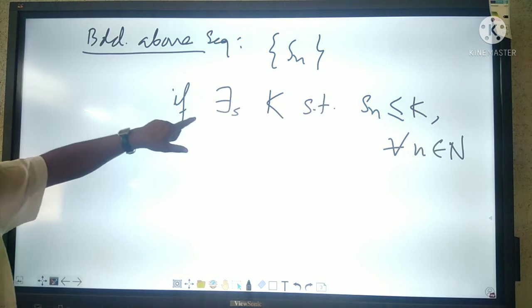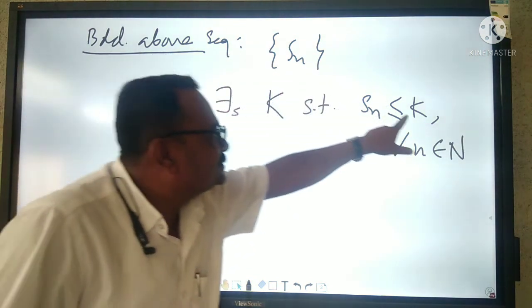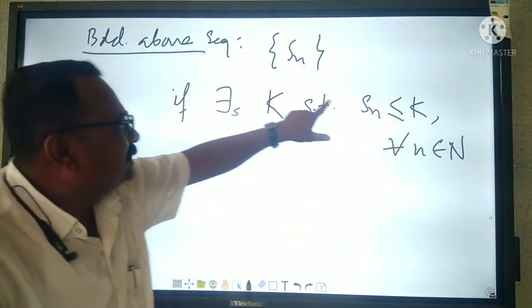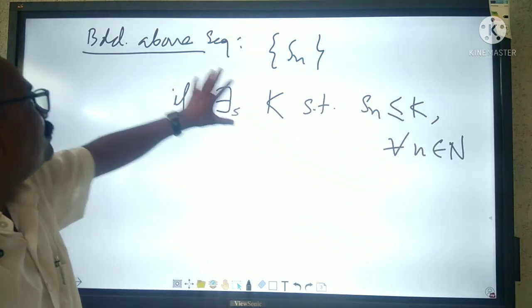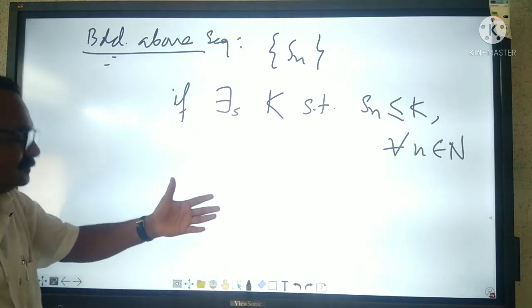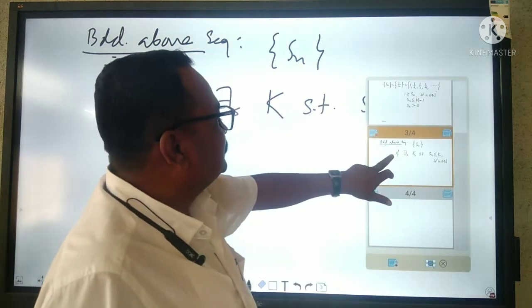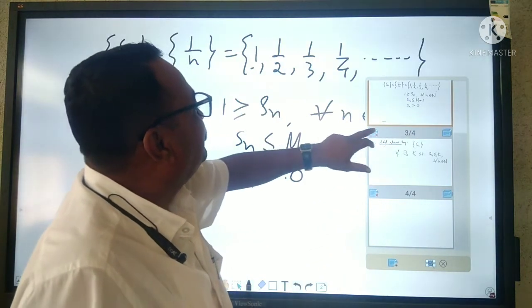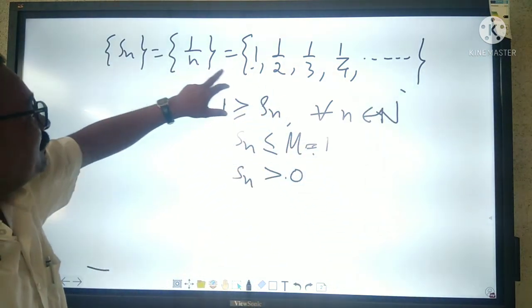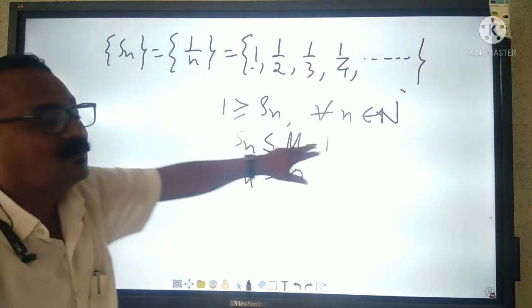Now see, what is this actually? Each term in the sequence is less than or equal to that number k. If we find such a number k, that is, Sn is less than or equal to k, then we say that the sequence is a bounded above sequence. We have taken the example: Sn is 1 by n. We can find the number 1 such that this Sn is less than or equal to 1.